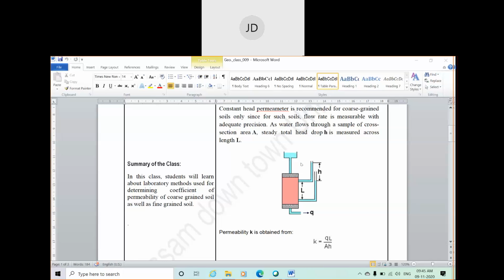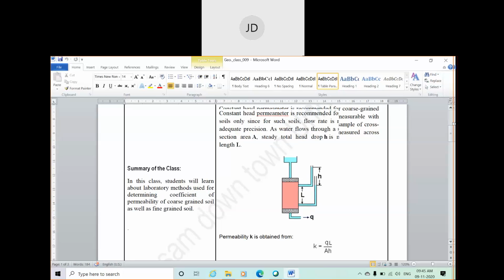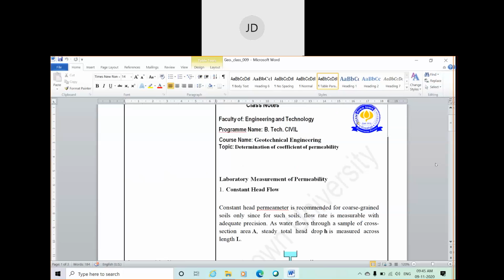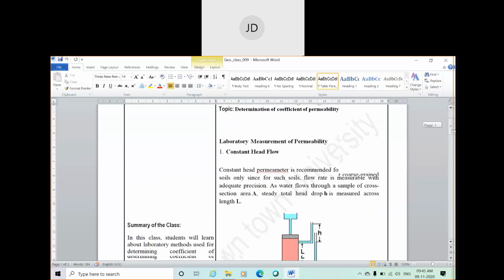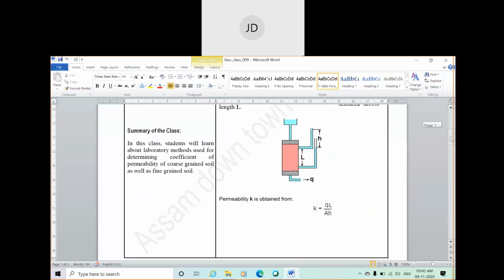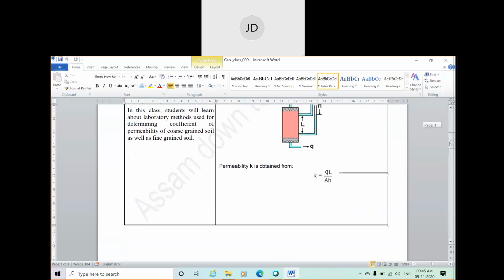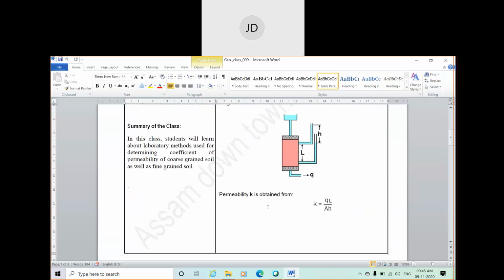Since it remains constant, the head difference between the overhead tank and the bottom tank will remain constant. So this H remains the same throughout the test, and that's why it is known as the constant head test. This test is suitable for coarse grained soil only.